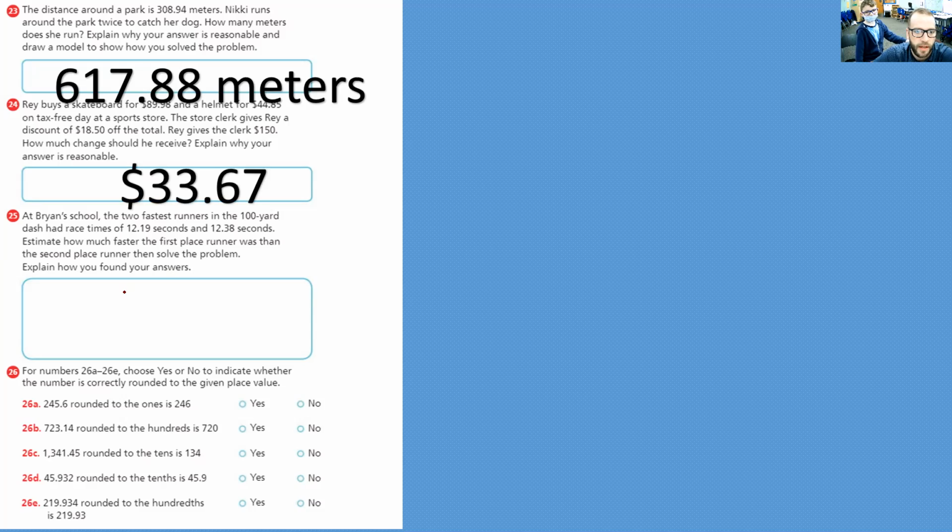So when you do that, you get $33.67. And why is it reasonable? Because 90 plus 50 is 140. 140 minus 20 is 120, and 150 minus 120 is 30, and $33.67 is close. You don't have to write anything for reasonable, but that's what they're looking for. They want to see your estimation.